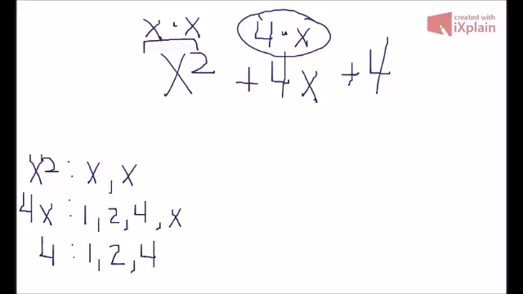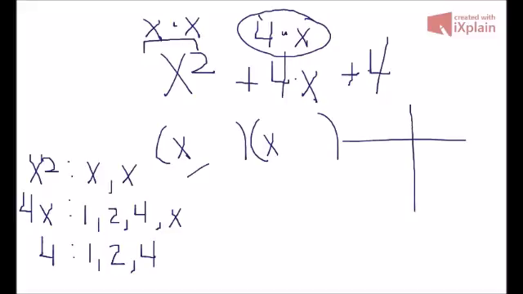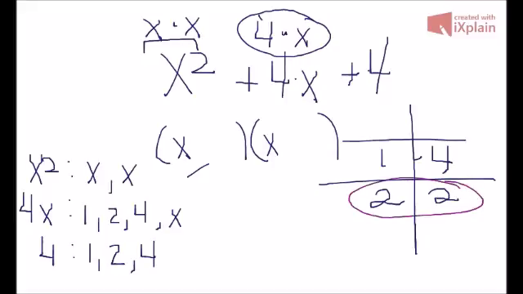Now, what do all of these terms have in common? Nothing. So, what you want to do is find two numbers that multiply to be 4 and add up to be 4. So, we list out the factors, 1 and 4 and 2 and 2. The numerical factors. Now, looking at this, we notice that 2 and 2 both multiply to be 4 and add up to be 4.